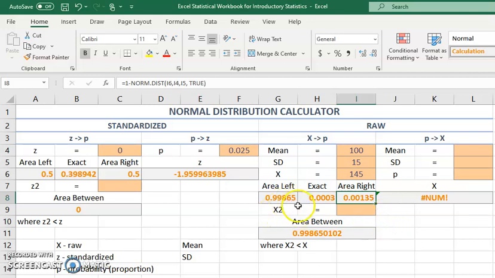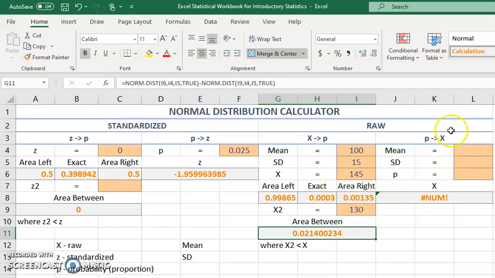If you want to know the area between two values, like how many people score between 130 and 145, we can put in another value. This second value needs to be the smaller one. So we can say how many people score between 130 and 145, and it turns out that it's just about 2%, or as a proportion, 0.02.